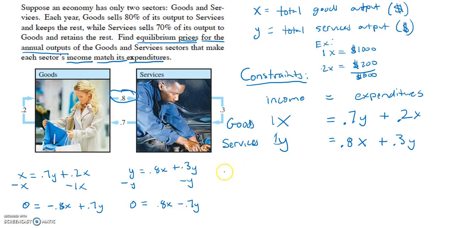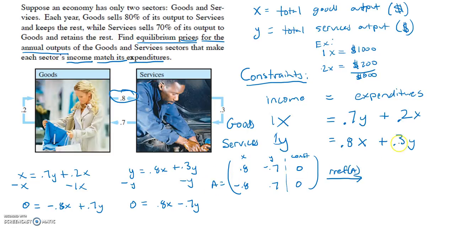Okay, it doesn't matter which equation I start with first, but I'm going to form my matrix. For, let's say, goods, which is this equation here, I'm going to have x, y, constants, and my coefficients for x and y are 0.8, negative 0.7, and 0. And here they are negative 0.8, 0.7, and 0. Okay, now I'm going to take the reduced row echelon form of this.